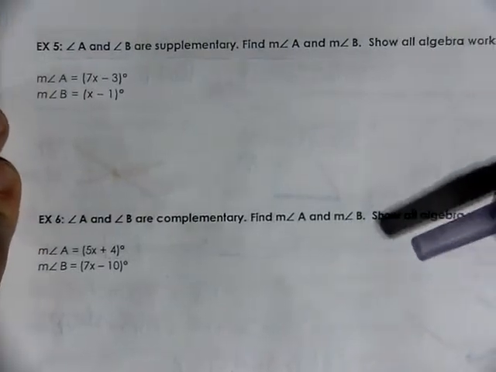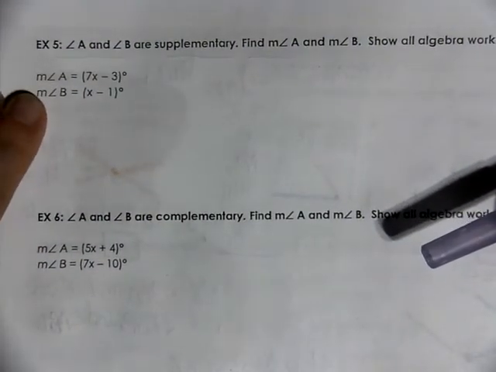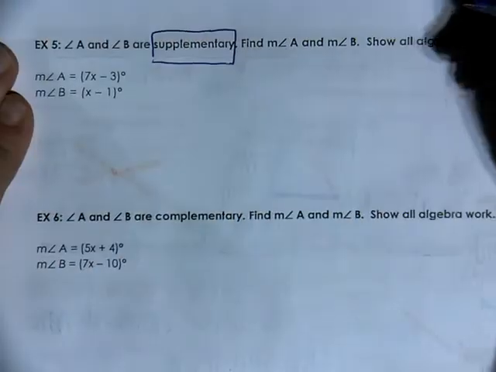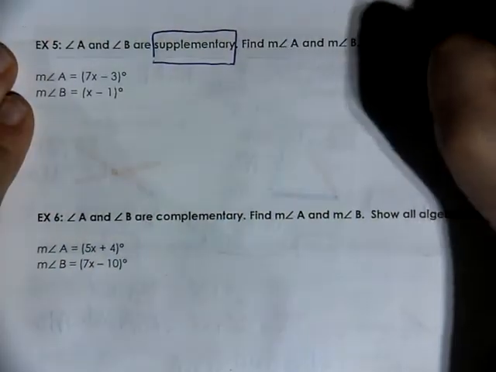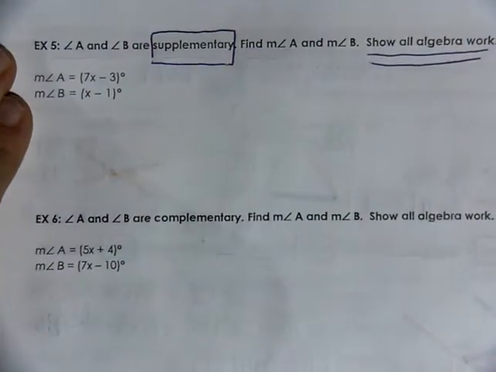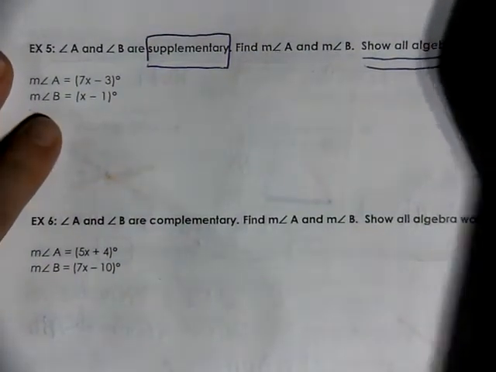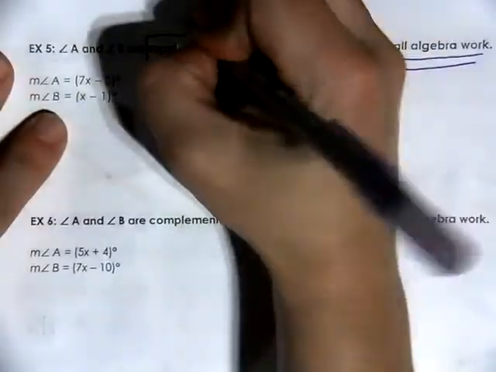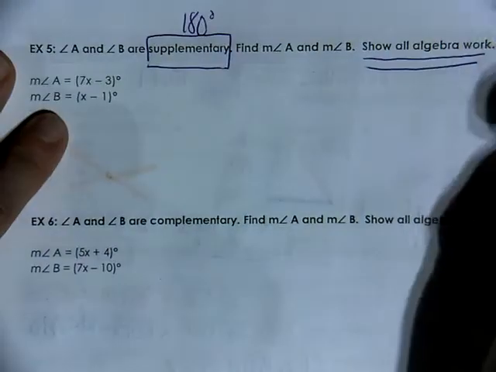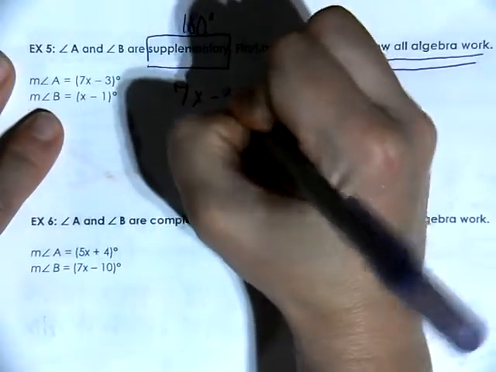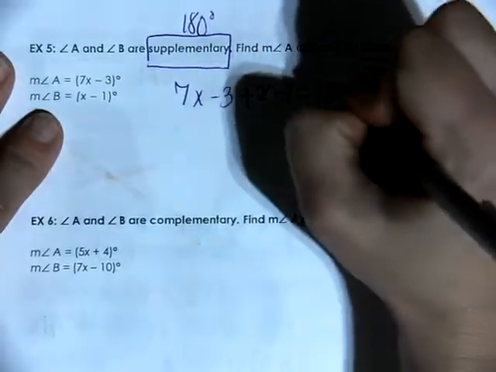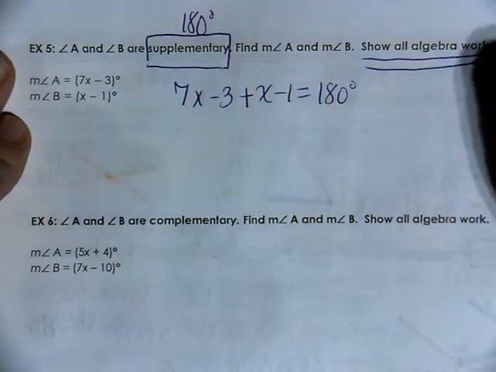You might be given some information about measure of angle A and measure of angle B, being told that they are supplementary or complementary. And we want to make sure that for these types of problems, we show all of our algebra work. So for this problem, what we want to do is set up an equation. Now remember, supplementary means that they add to 180 degrees. So I'm going to write 7x minus 3 plus x minus 1, they equal 180 degrees.